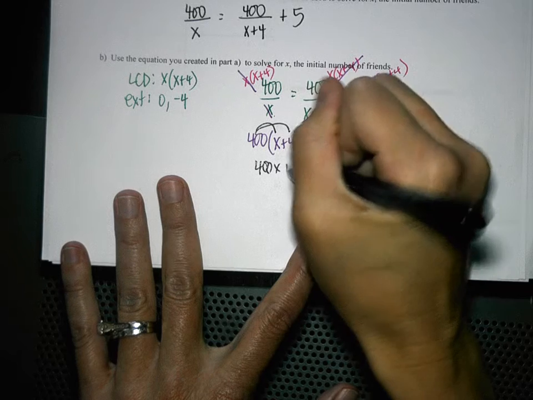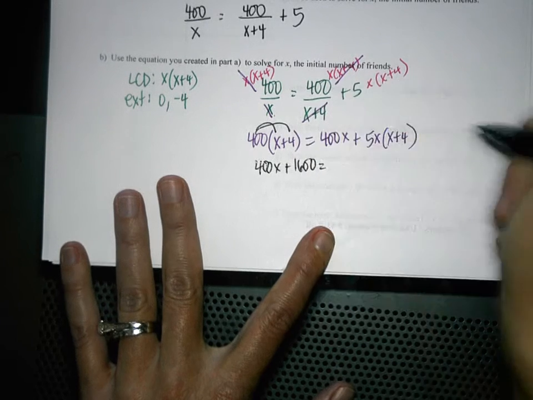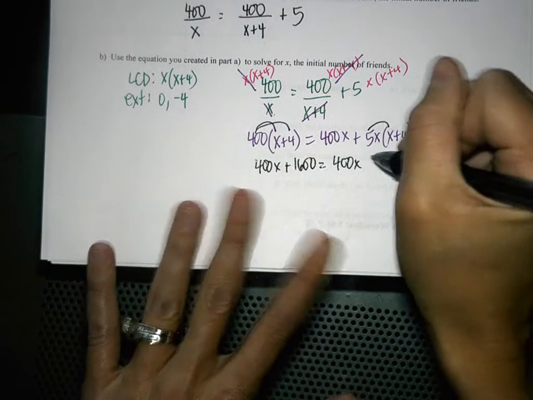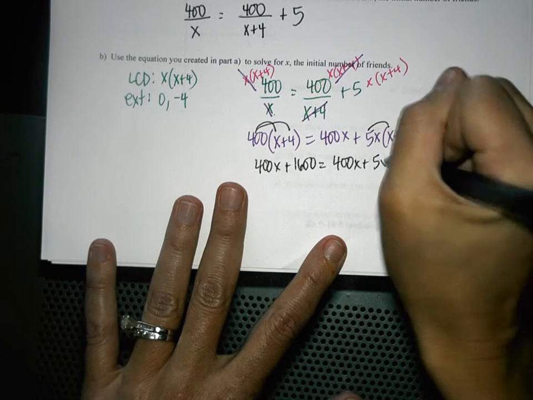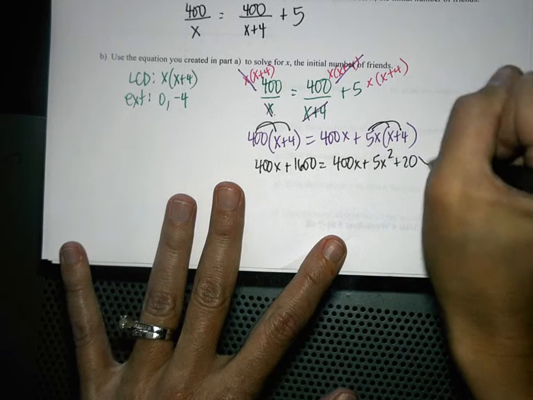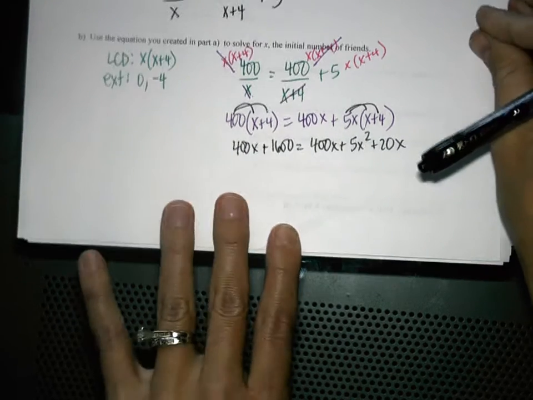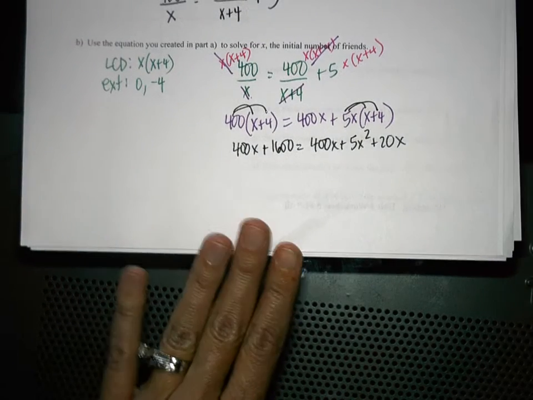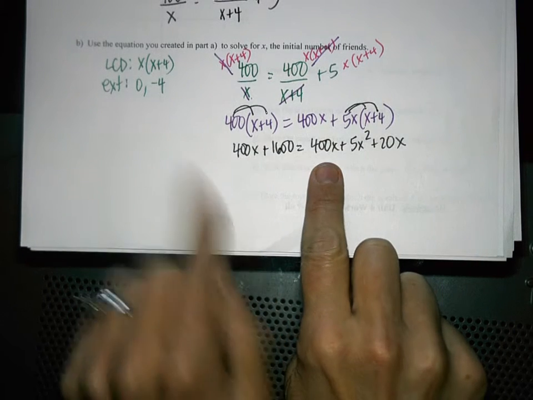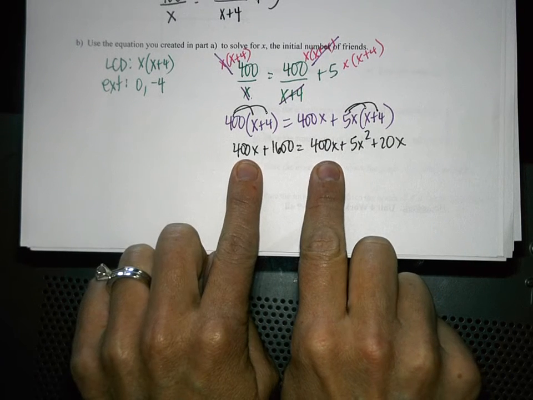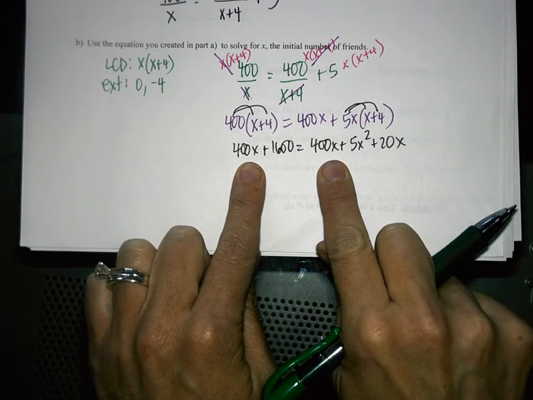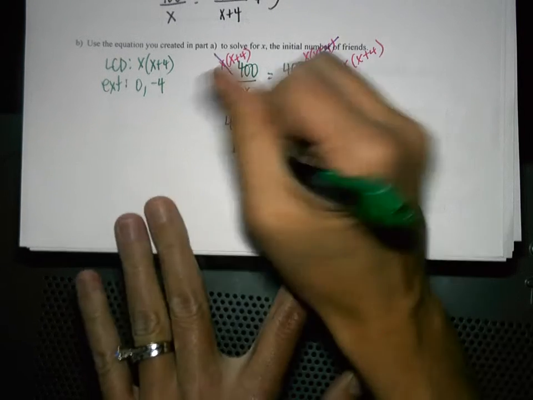400 times 4 is 1600. And then we have 400x. 5x times x is 5x squared. And 5x times 4 is 20x. Does anybody notice anything about this equation right now? There's 400x. If I were to subtract 400x to both sides, what ends up happening? They cancel out. So if you ever notice that you have the exact same thing on both sides of an equation, just cancel them out.